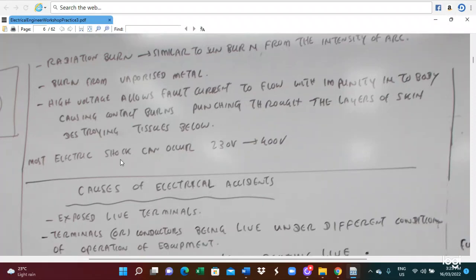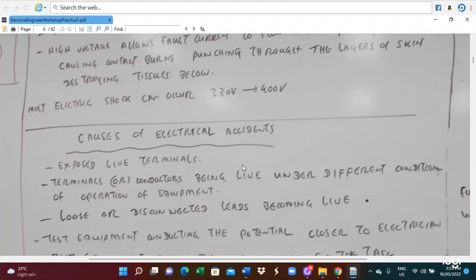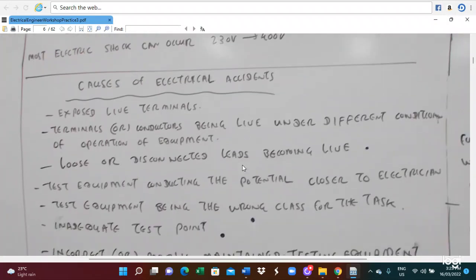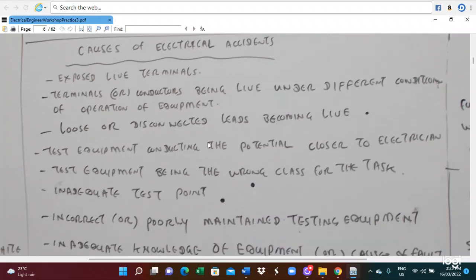Most electric shocks occur between 230 volts and 400 volts. Sometimes electric accidents happen because electricians die in electrical accidents. The causes of electrical accidents include a live terminal. If you touch a live terminal, you can suffer an electrical shock.